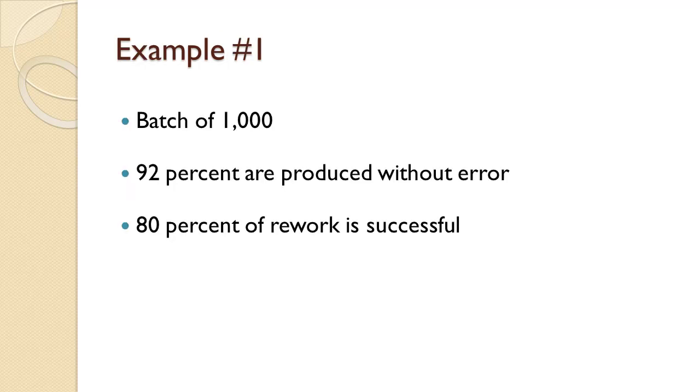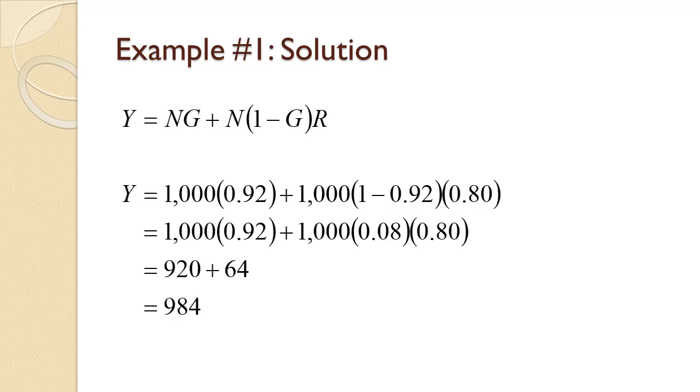A company produces widgets in batches of 1,000. On average, 92% are produced without error. When the widgets are sent to rework, on average, 80% of the rework is successful. What is the process yield? In this example, N equals 1,000, G equals 0.92, and R equals 0.80. 920 are produced without error. Of the 80 that have errors, 80% are successfully reworked. That equals 64. Combining the two gives us a yield of 984.